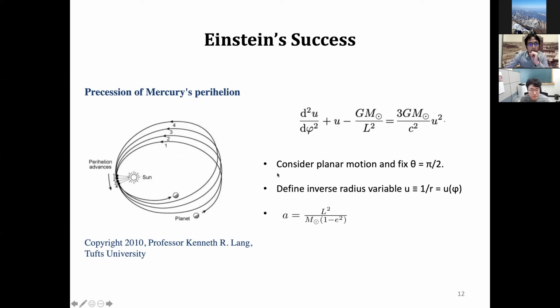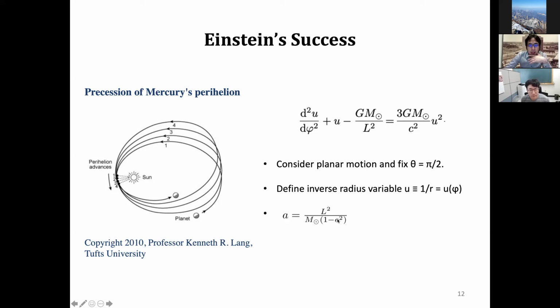First, let's only consider planar motion, meaning things are just rotating on one plane. There might be some perturbation that will affect it, but for the simplest case, you can fix to planar motion. Then you can define the inverse radius u equals 1 over r, and u will depend on phi. Phi is the angle with respect to this planar motion. And there's also a definition of L. L is the angular momentum per mass, but it can also be expressed this way.